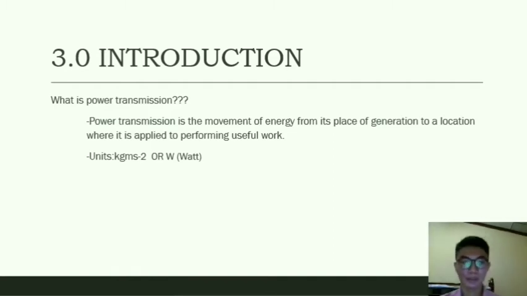So what is power transmission? Power transmission is the movement of energy from its place of generation to a location where it is applied to perform useful work. The unit for power is kg m² s⁻³ or watts.